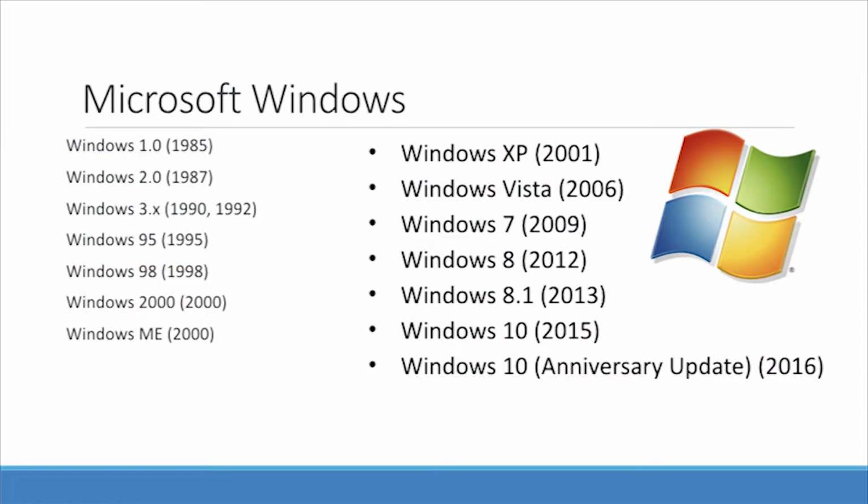After 2001, after the millennium, Microsoft came out with XP, which was independent of the disk operating system and had its own operating system that it ran.